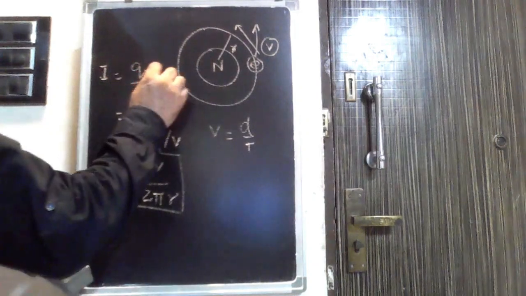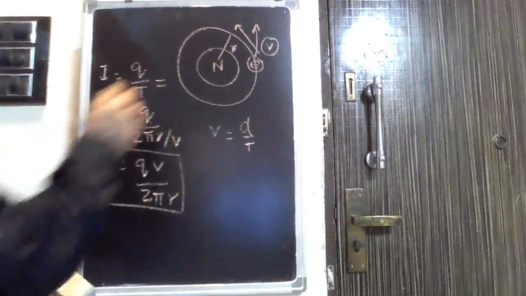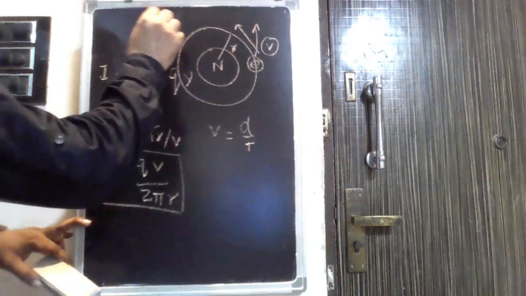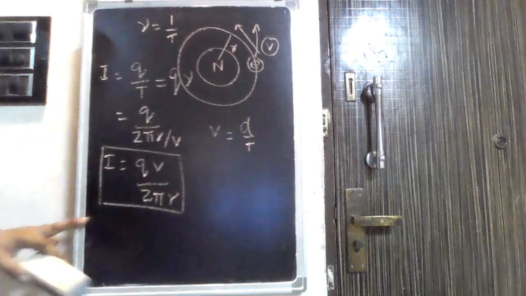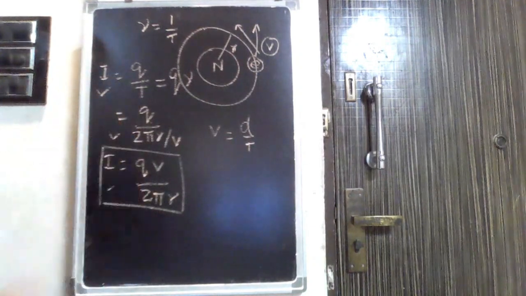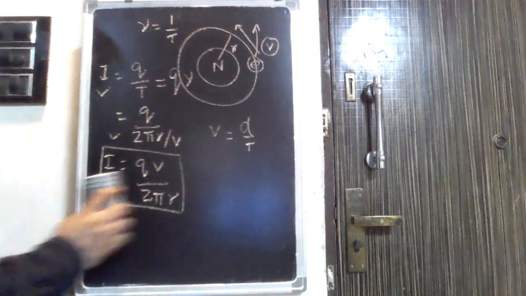And from here, 1 by T is called frequency. I can even say current is charge into frequency as well, because frequency is 1 by T. So different formulas for the same current. So whatever is asked, you can easily find out the value of current in the different forms they can ask you. Now once you know current, we know current is the flow of charge. Once you know it, now we have to get into the motion.